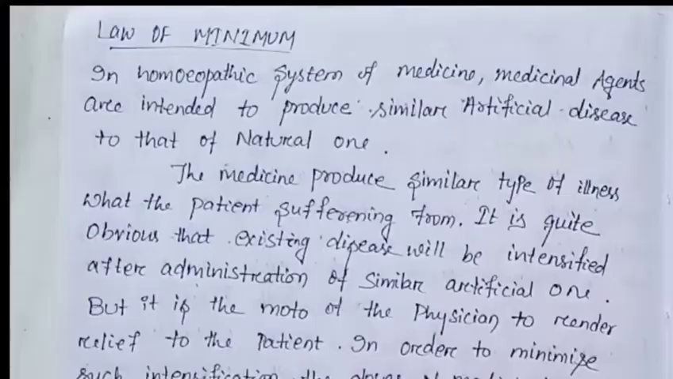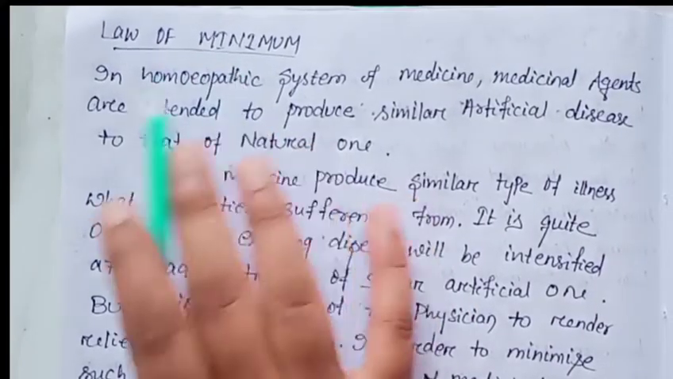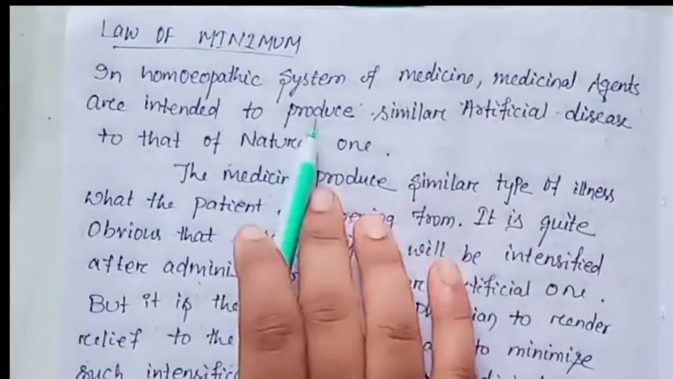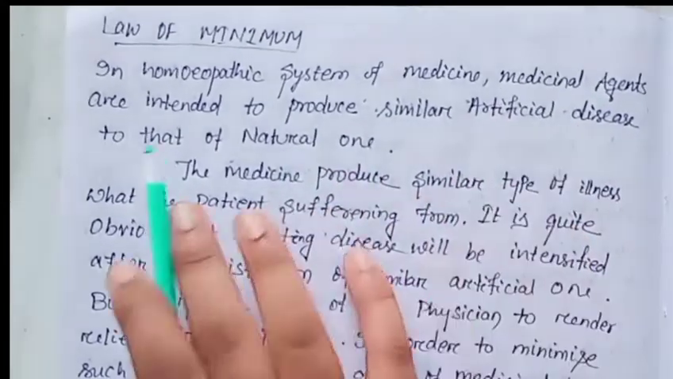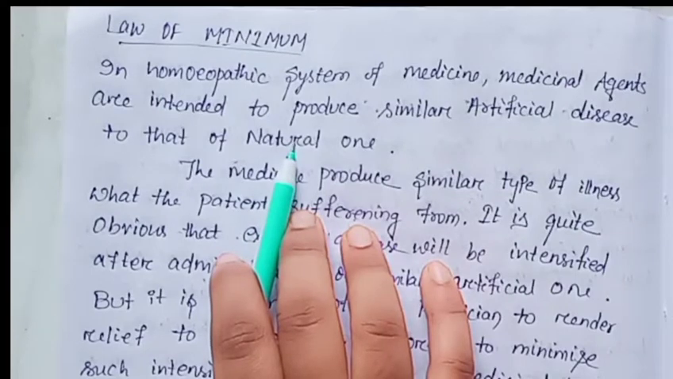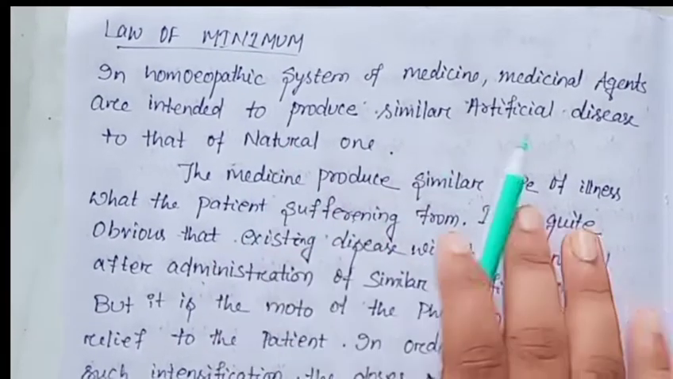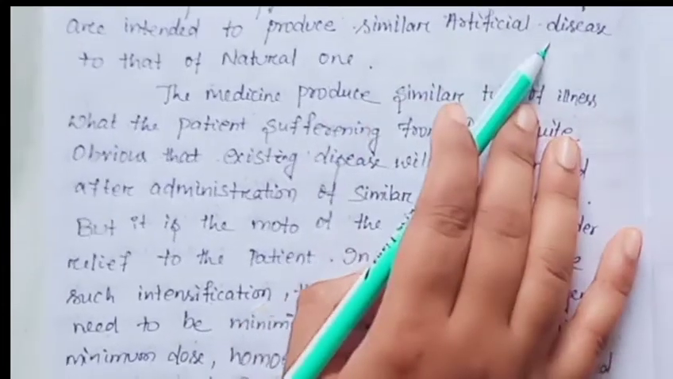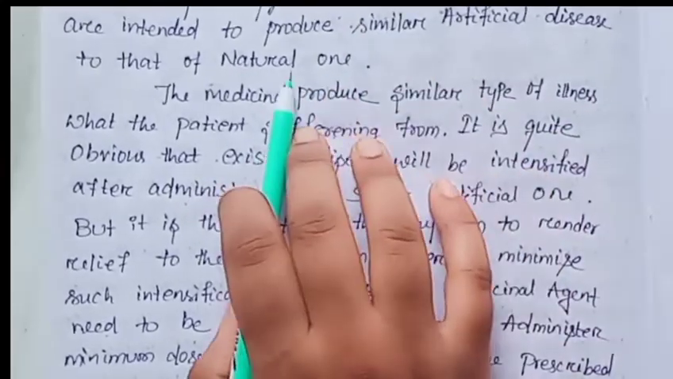Okay. Second, law of minimum. In the homeopathic system of medicine, medicinal agents are intended to produce a similar artificial disease to that of the natural one. We understood this before from the law of similia discussion. So, artificial disease is made by whom? Made by medicine. Natural disease is made by whom?